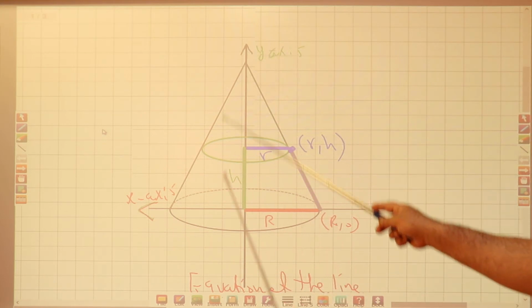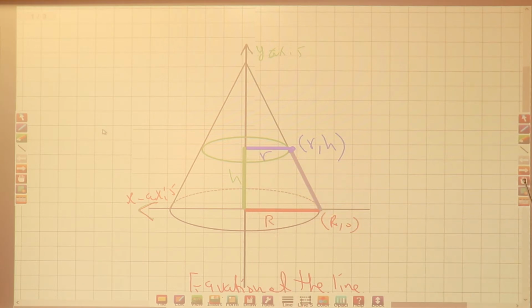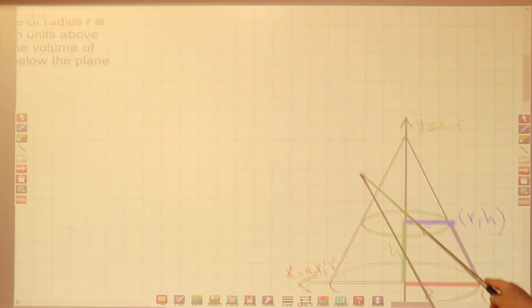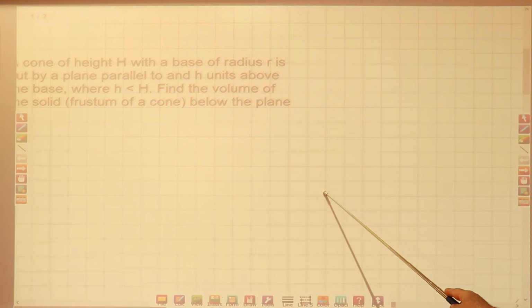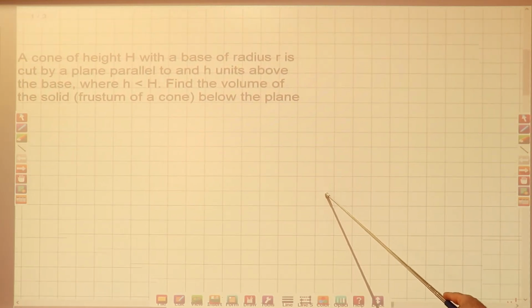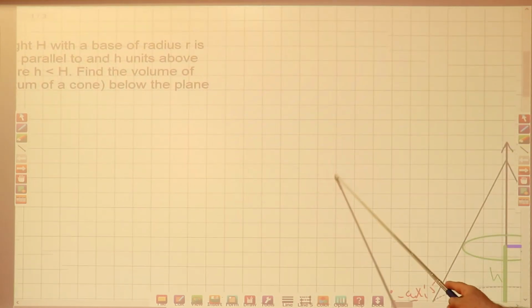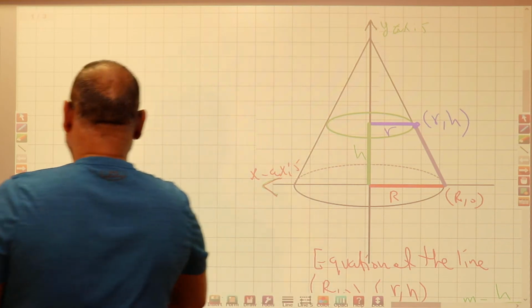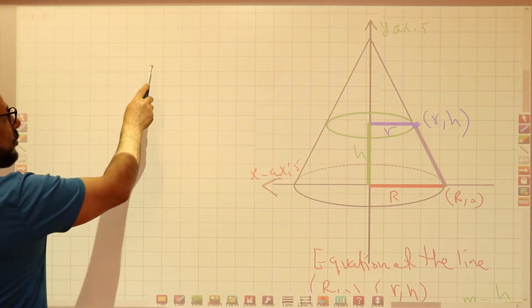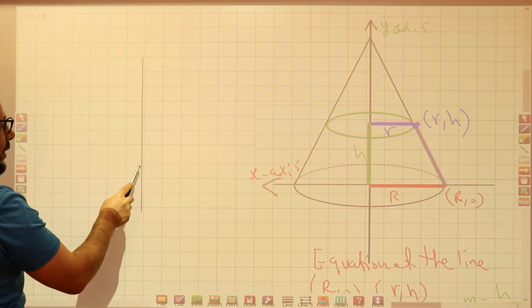The whole height is H, and the small height here is h, right? Look here: a cone with the whole height, the big height uppercase H, with the base radius r, cut by the plane parallel to the x-axis and h units above the base, where h is less than H, from here to here. Now look here, if I make a graph like this, I'm going to show you how this forms.